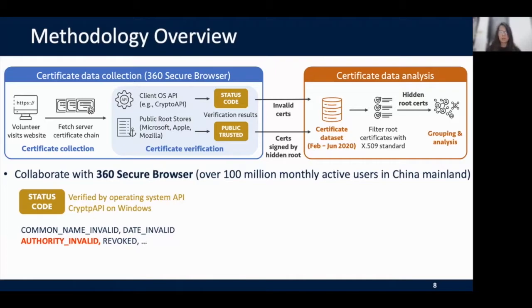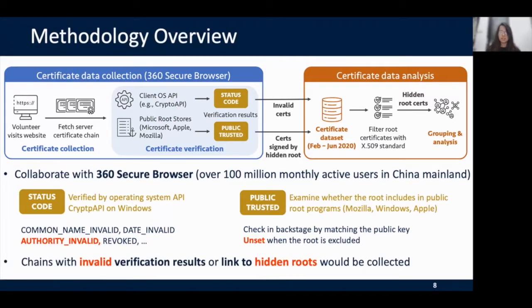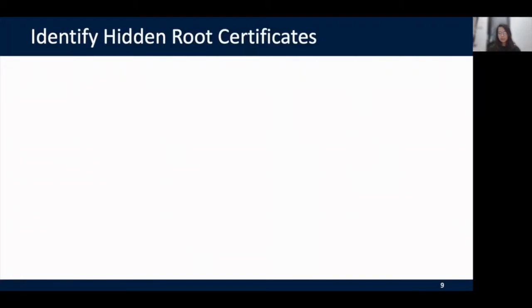Besides, the browser further checks whether the root is public by searching it in these 3 major public stores and records the results with a public trusted flag. The certificate chain would be collected from the clients when the public trusted flag is unset, or at least 1 bit is set in the status code. That is, the browser only collected invalid chains and chains that link to hidden roots.